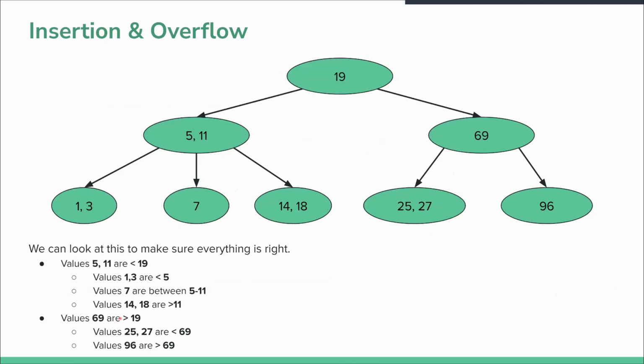We look at 1. Okay, 1 is less than 5. That's good. 3 is less than 5. That's good. So we definitely put 1 and 3 in the right place. 7 is not greater than 11, but not less than 5. Oh, yeah, we need to put it in the middle here between 5 and 11. 14 and 18 are greater than 11, so let's make sure to put those to the right of 11.